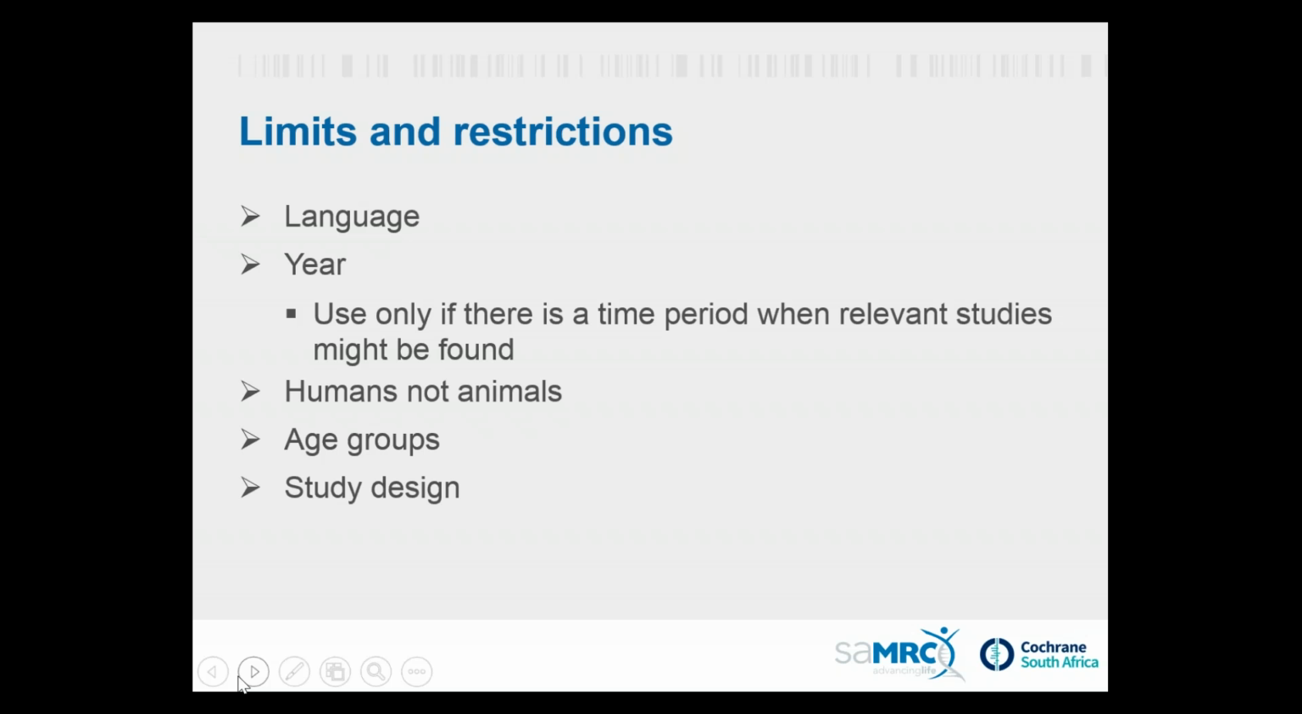And then finally, study design. When we're doing Cochrane reviews, they mostly look at randomized controlled trials and include randomized controlled trials in the systematic reviews.